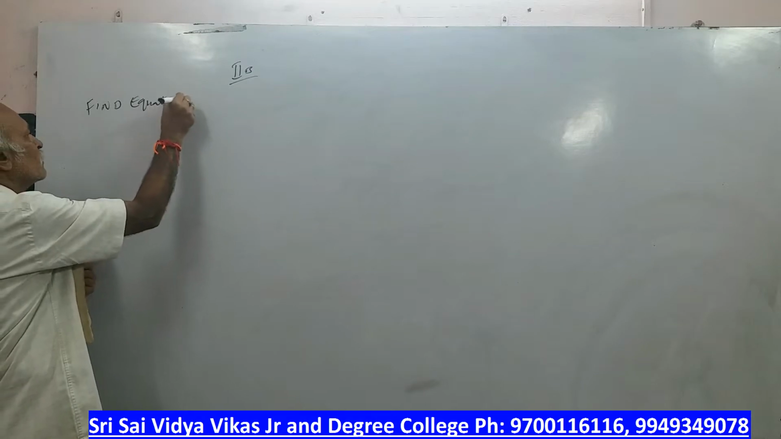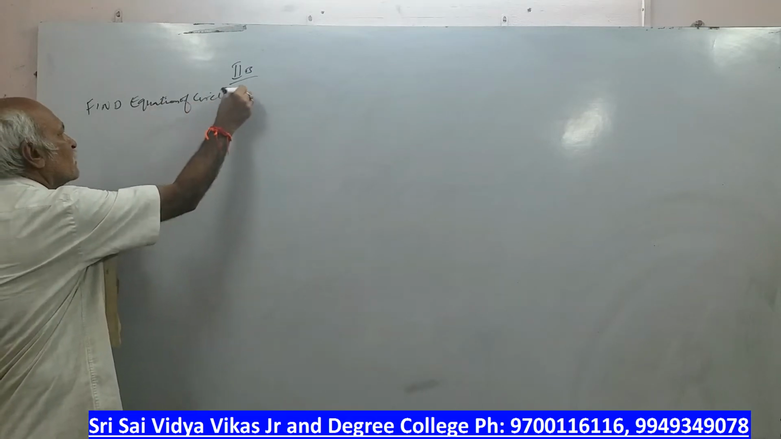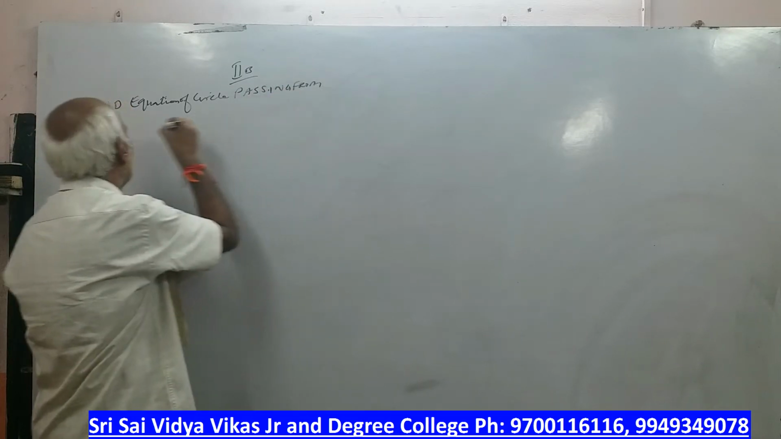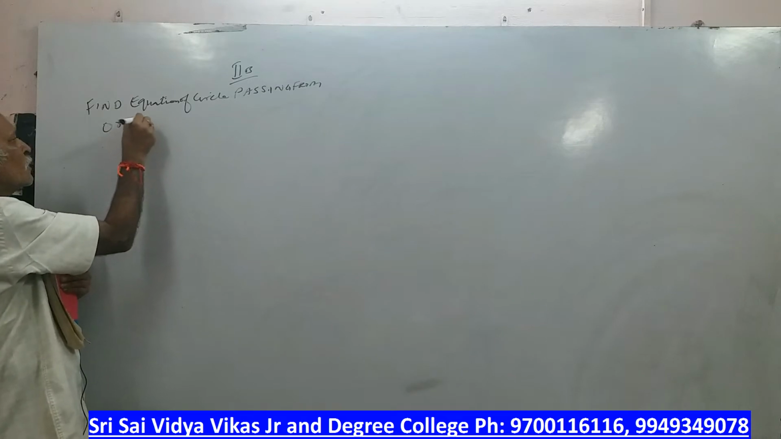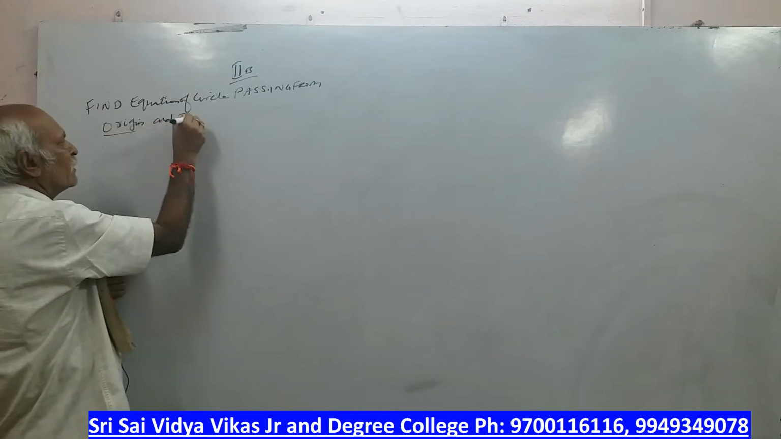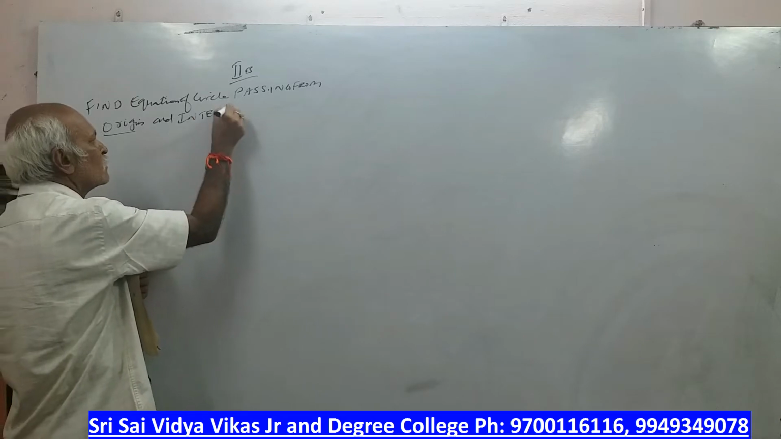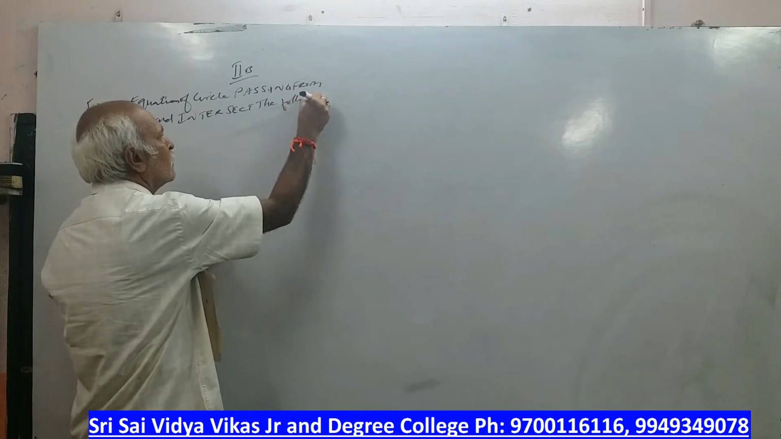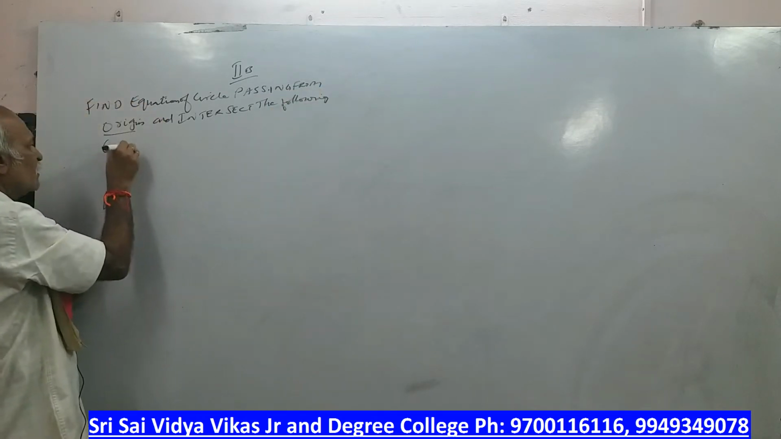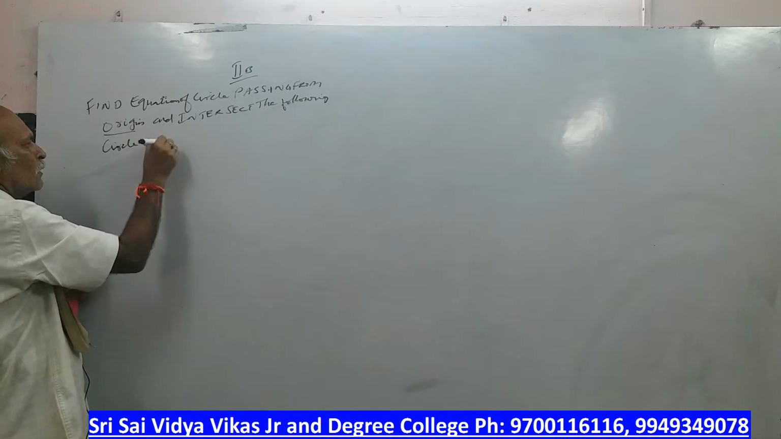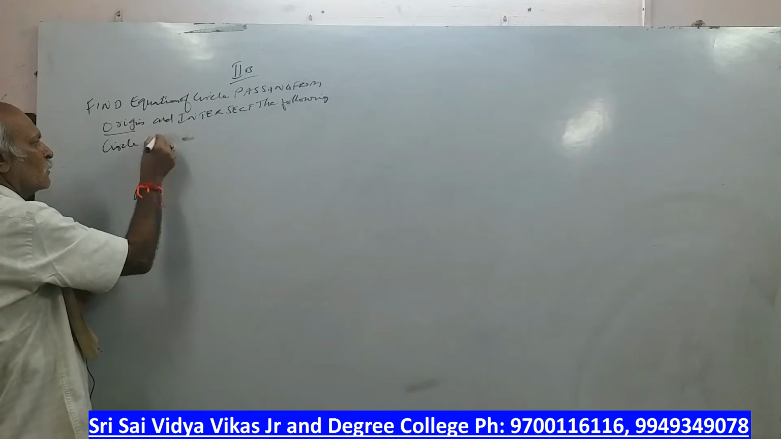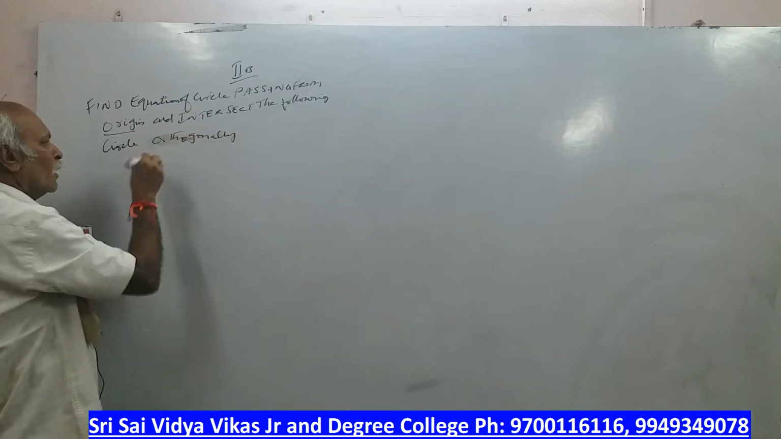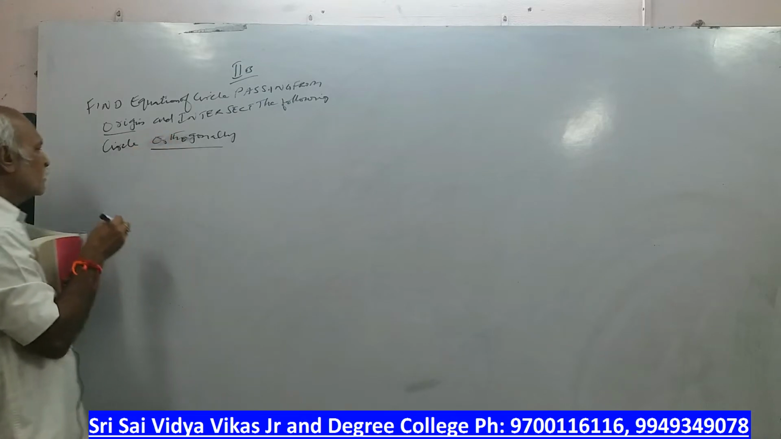Equation of circle passing from origin and intersect the following circles orthogonally. Orthogonally, right?